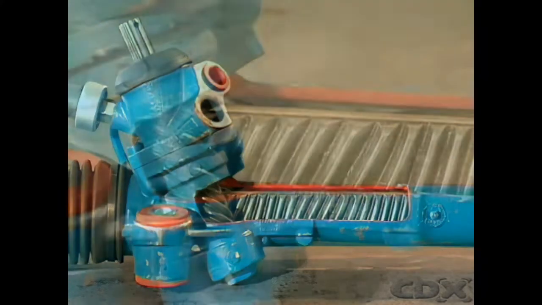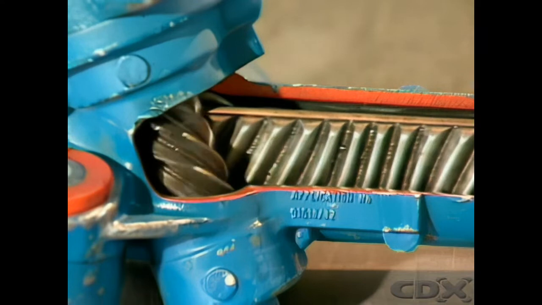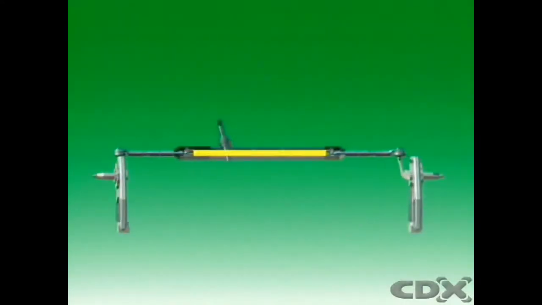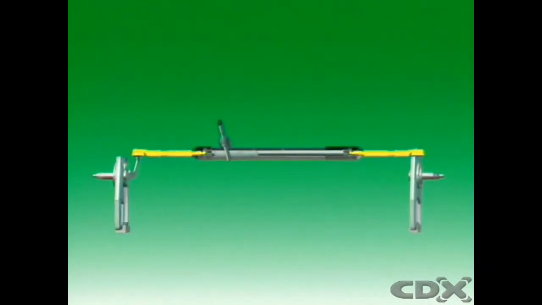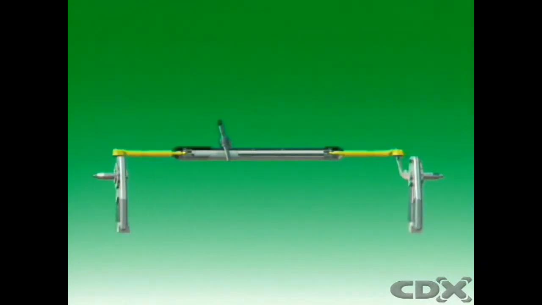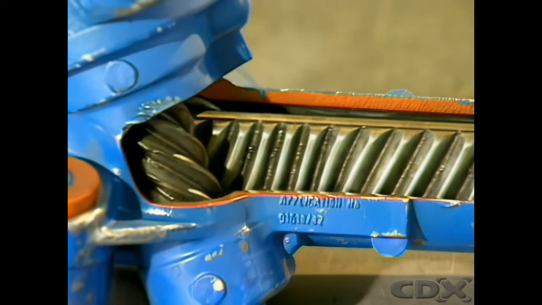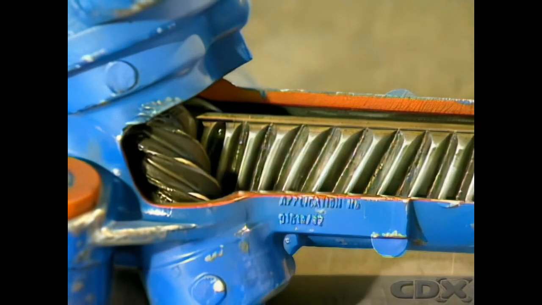The rack and pinion steering gearbox has a pinion connected to the steering column. This pinion runs in mesh with a rack that is connected to the steering tie rods. This gives more direct operation. Both the pinion and the rack teeth are helical gears. Helical gearing gives smoother and quieter operation for the driver.